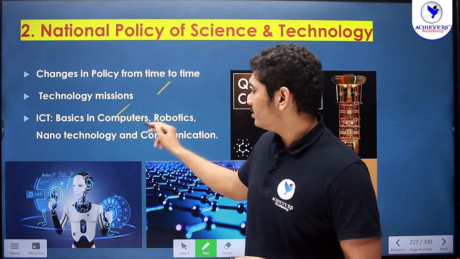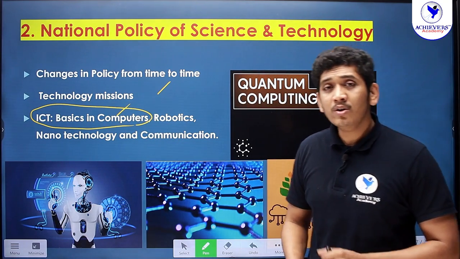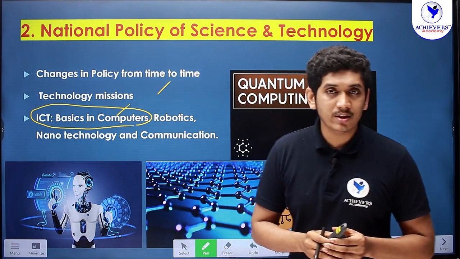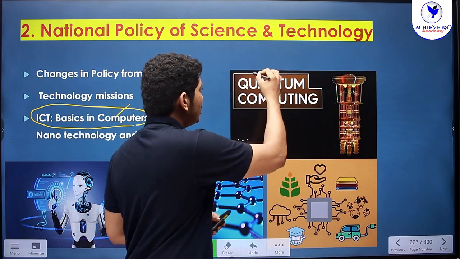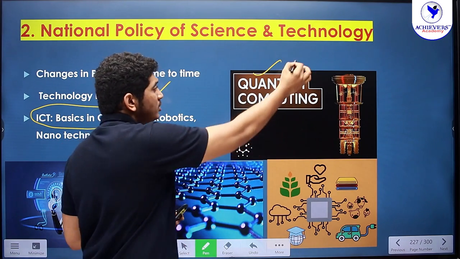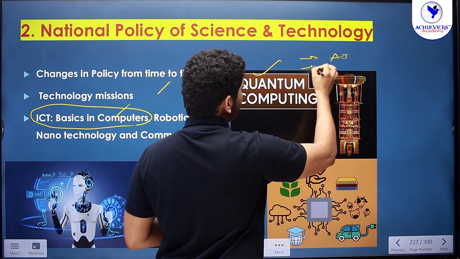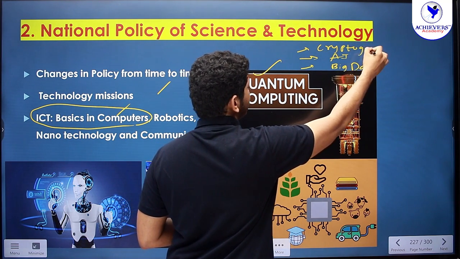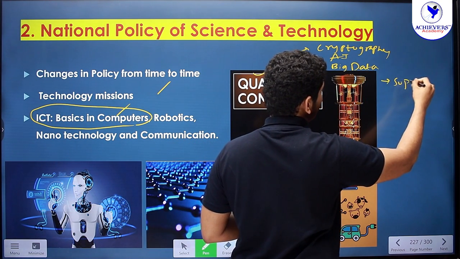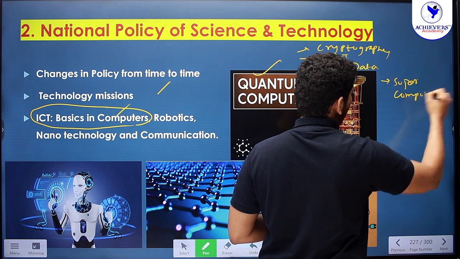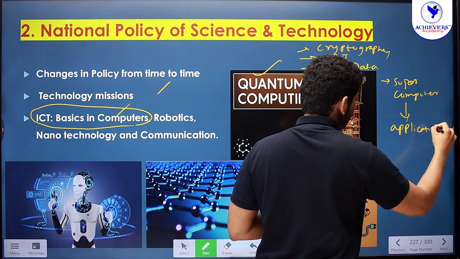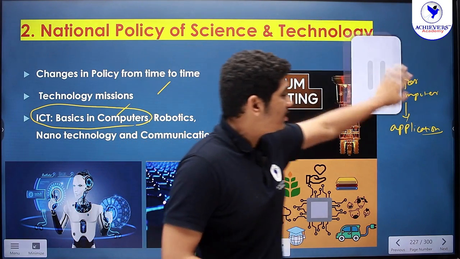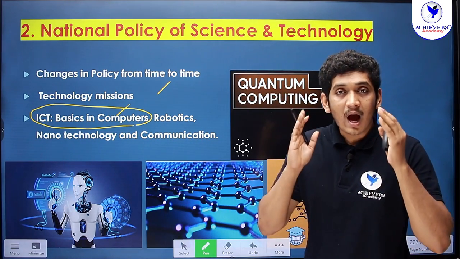Next is basics of computer. Friends, here in the syllabus of science and technology, we are not going to learn what is input device, what is output device, not all that. We focus here on modern computer technologies. For example, we'll learn about quantum computing, artificial intelligence, big data, cryptography, and supercomputers. What are supercomputers, and what are their applications? This is what you will be learning in computers for science and technology, not the basics. We have a separate computer course that is very different. For this, you will be restricted to the applications of computers.